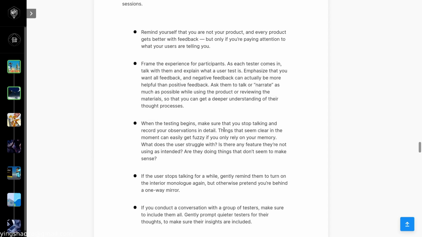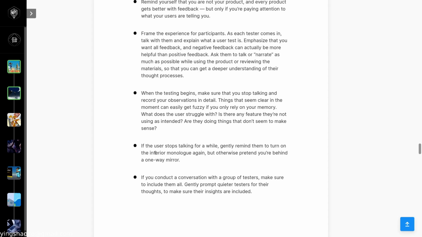When the testing begins, make sure that you stop talking and record your observations in detail. Things that seem clear in the moment can easily get fuzzy if you only rely on your memory. What does the user struggle with? Is there any feature they are not using as intended? Are they doing things that don't seem to make sense? So whatever it is, write it down. If the user stops talking for a while, gently remind them to turn on the interior monologue again, but otherwise pretend you are behind a one-way mirror.